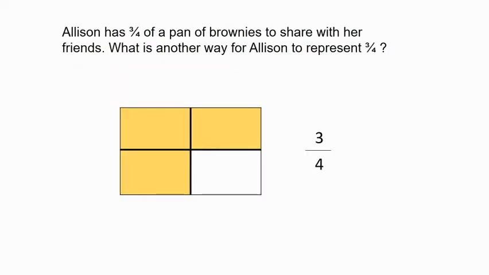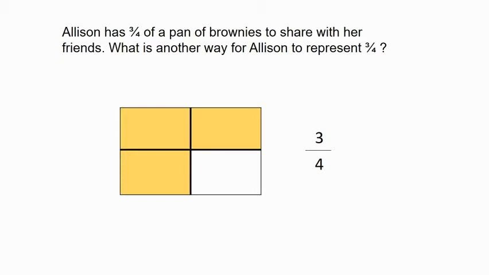Allison has 3/4 of a pan of brownies to share with her friends. What is another way for Allison to represent 3/4? Our picture shows 3/4 shaded. If Allison wants to have more pieces, but smaller pieces, she can take each of the pieces and cut them into more pieces, essentially multiplying how many pieces she has.